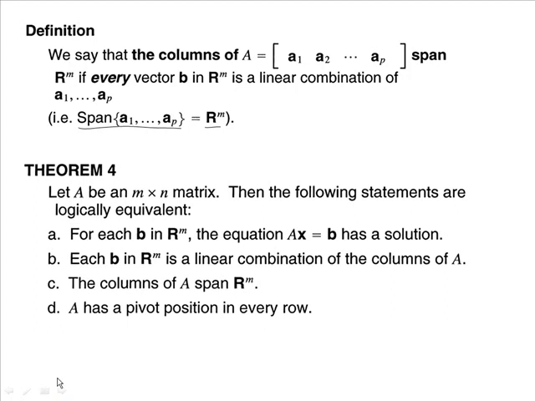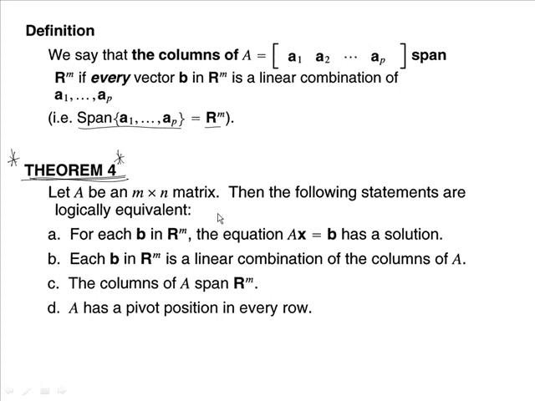And that leads us to Theorem 4. This is an extremely important theorem, so we'll star it here. You want to make sure that you remember Theorem 4. It'll come up a lot as we do proofs from now on. So we're going to let the matrix A be m by n, and the following statements are logically equivalent. A: for each vector b in Rm, meaning it has m entries, the equation Ax = b has a solution for each b, so for every b.